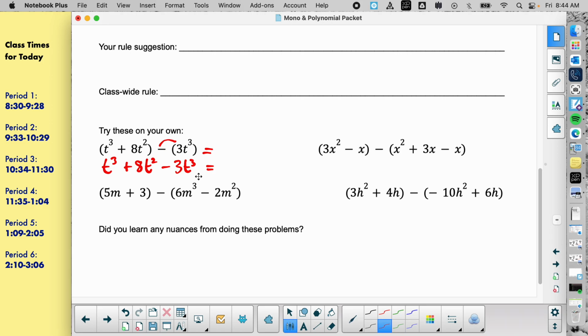Okay, so what happens when I put them together? What do I get? So we've got 1 minus 3. Perfect. Negative 2t cubed. So you basically just add and subtract the number in the front. Okay, and then what do I do with the 8t squared?